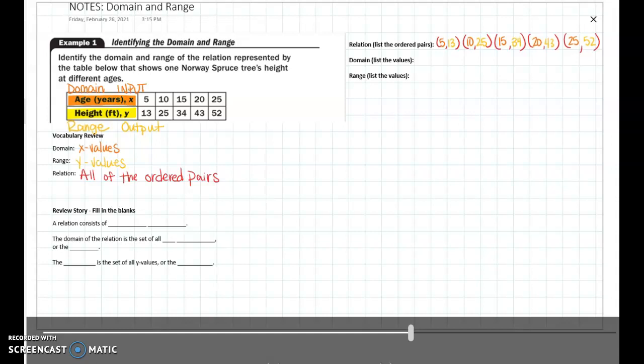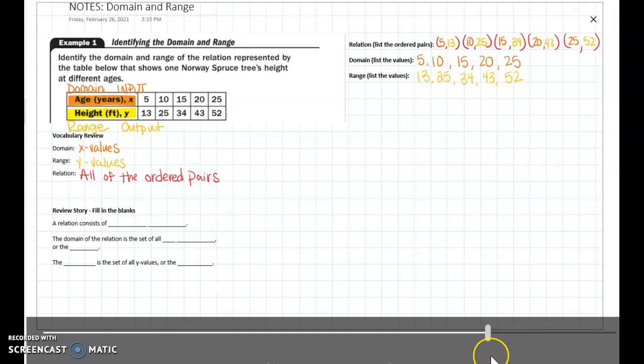The next task was to list the domain values. Now all you're doing is listing the values in the domain, which are the x values. So list the x values. All of the x values from all of these coordinates, 5, 10, 15, 20, 25. You pulled them right from that table. They're all there. 5, 10, 15, 20, and 25. Now you do the same thing with the range, which is a list of all the y values. What are the y values? 13, 25, 34, 43, and 52. Those are the y values. Got them.